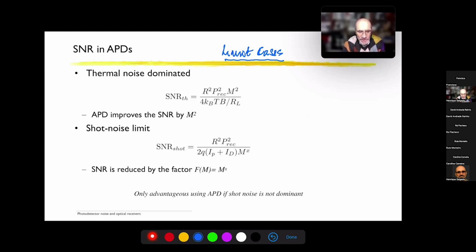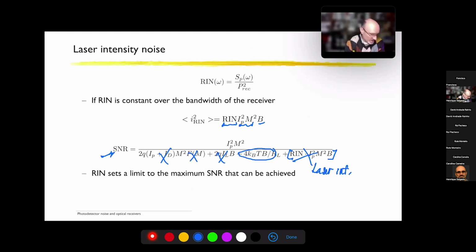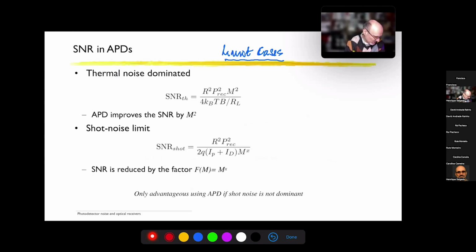In the shot noise limit, or quantum noise limit, we come to this equation, considering only this first term, which defines the quantum noise. And in that case, in the shot limiting case, we have this expression here. And we see that the signal-to-noise ratio in this case is reduced by the factor of APD noise.